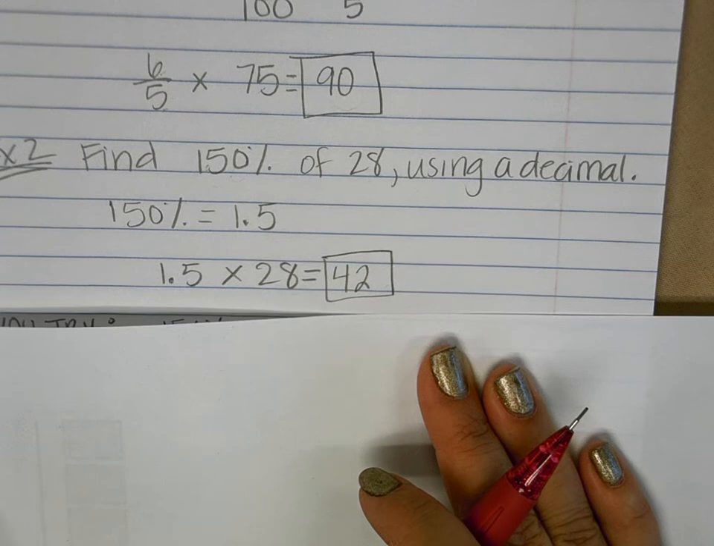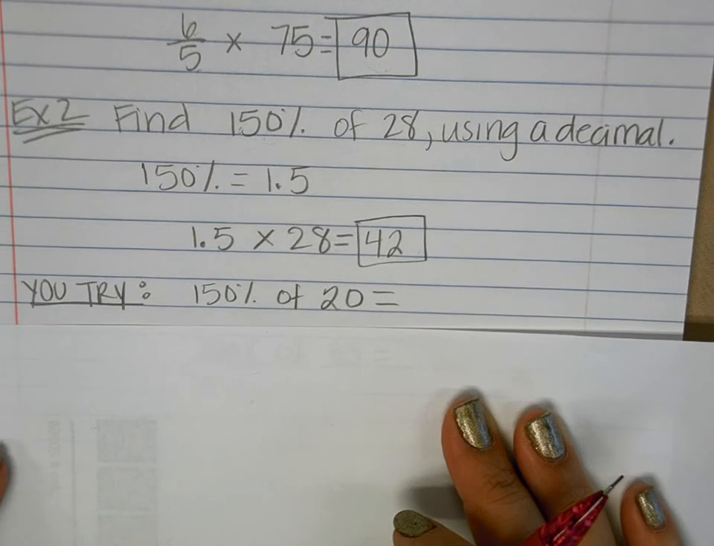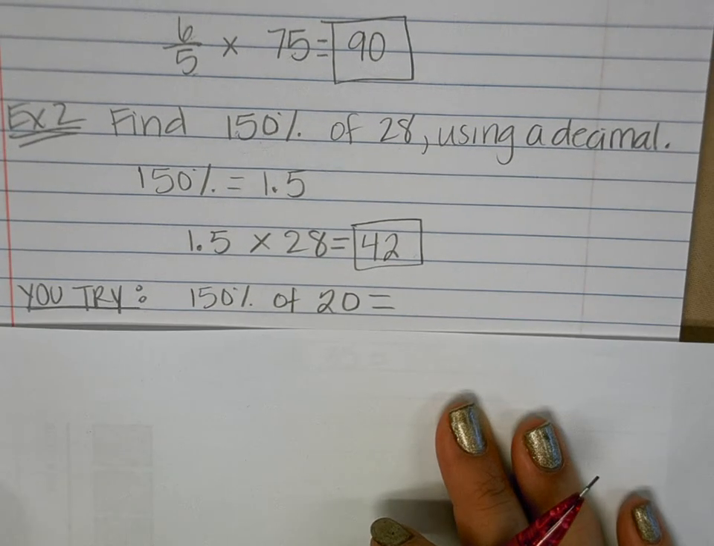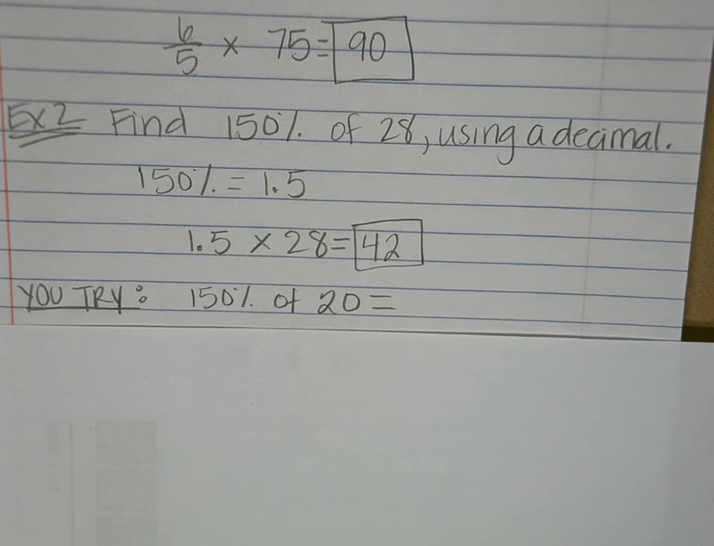Use the method. All right, so I want you guys to try this one. You try 150% of 20. If you see the shortcut, you're already done. You decide. If you want to use a fraction, use a fraction. If you want to use a decimal, use a decimal. But raise your hand when you have the answer. Lots of hands went up pretty fast.